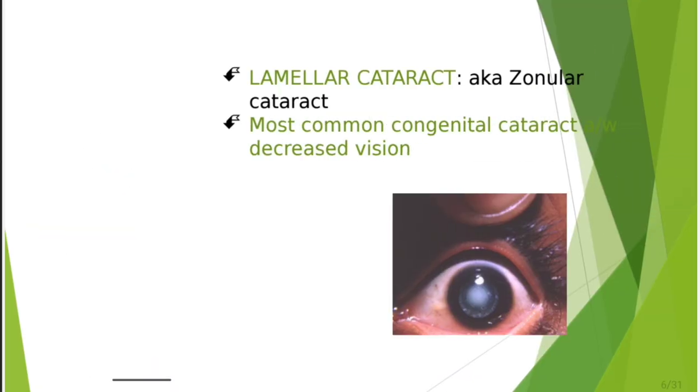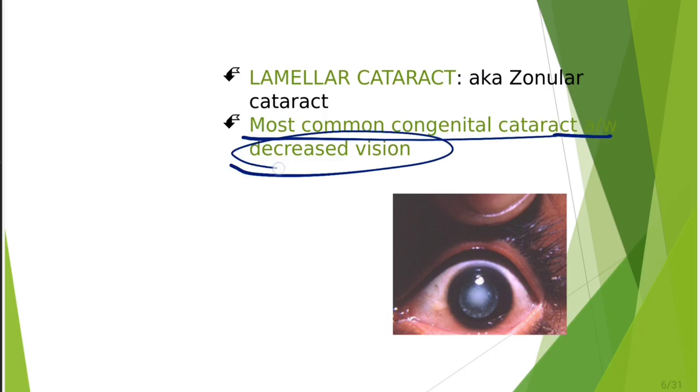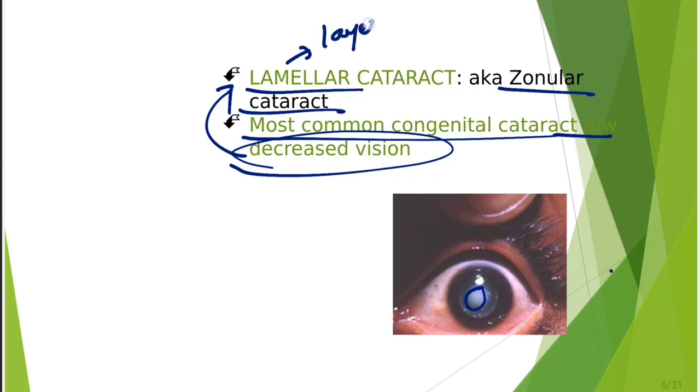Moving on. If the question is most common congenital cataract associated with decreased vision, then your answer should be lamellar cataract, or the other name for lamellar cataract is zonular cataract. Now look here, what is lamellar cataract? See, lamellar means it is a layer or a zone of the lens. It's not the whole lens, but the layer of the lens that is getting affected.